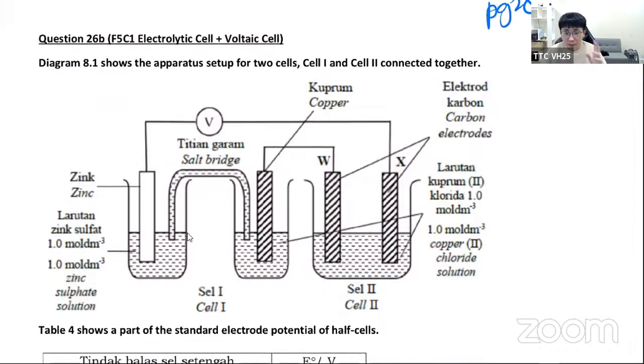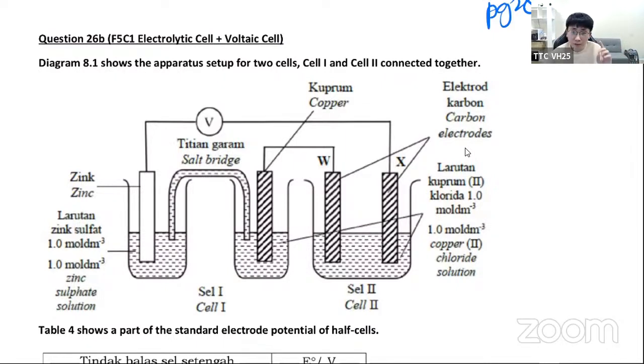We have a zinc electrode on the left, then copper, and then W and X. But W and X are stated to be carbon electrodes. From what I mentioned just now, this type of cell is a combination of two types of cells that we learned before. One is an electrolytic cell, one is a voltaic cell. So in this case, what we're going to do, as I told you, is first find out which cell is which type of cell. One of them must be voltaic, one of them must be electrolytic.